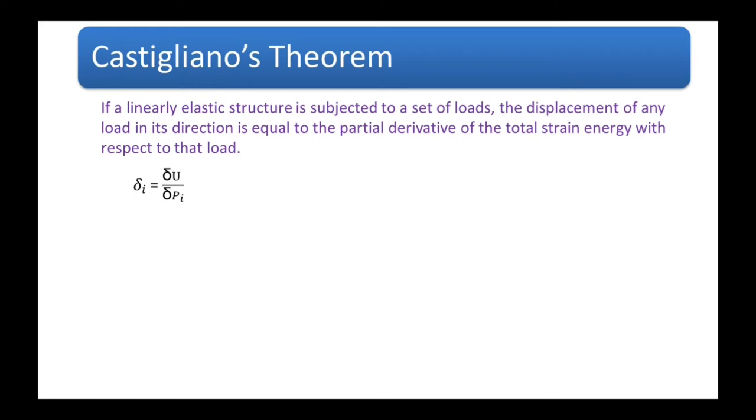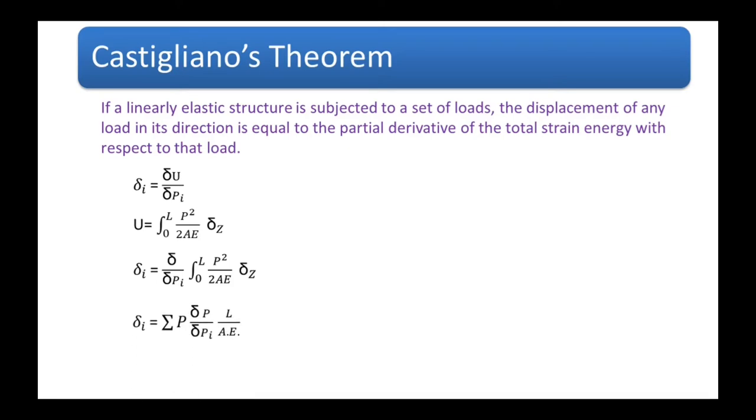So what is the U for the axial force? That U is equal to integration of P square divided by twice AE into dz. Now put this U into our first equation. So delta i is equal to del by del Pi of integration P square divided by twice AE into dz. So the partial derivative of this strain energy with respect to Pi becomes delta i is equal to summation P into del P by del Pi into L by AE.